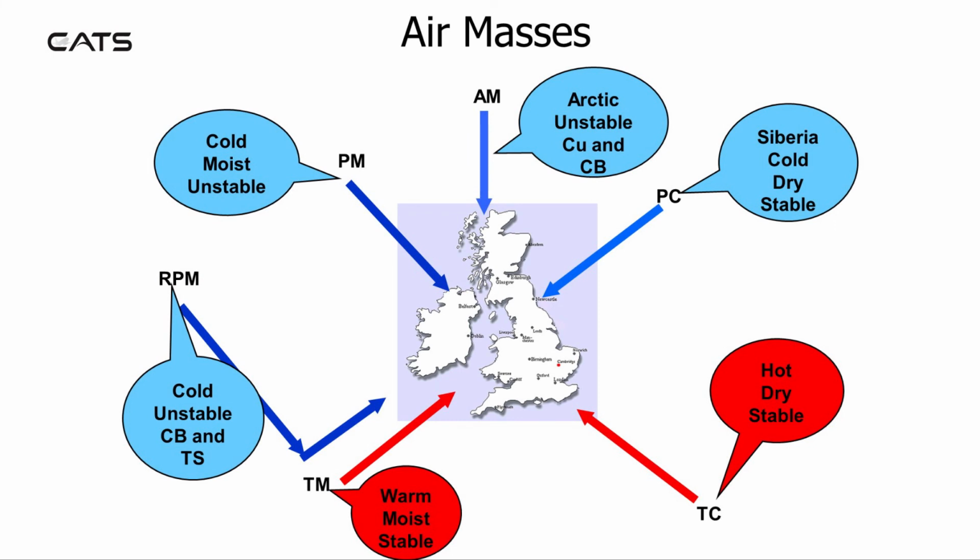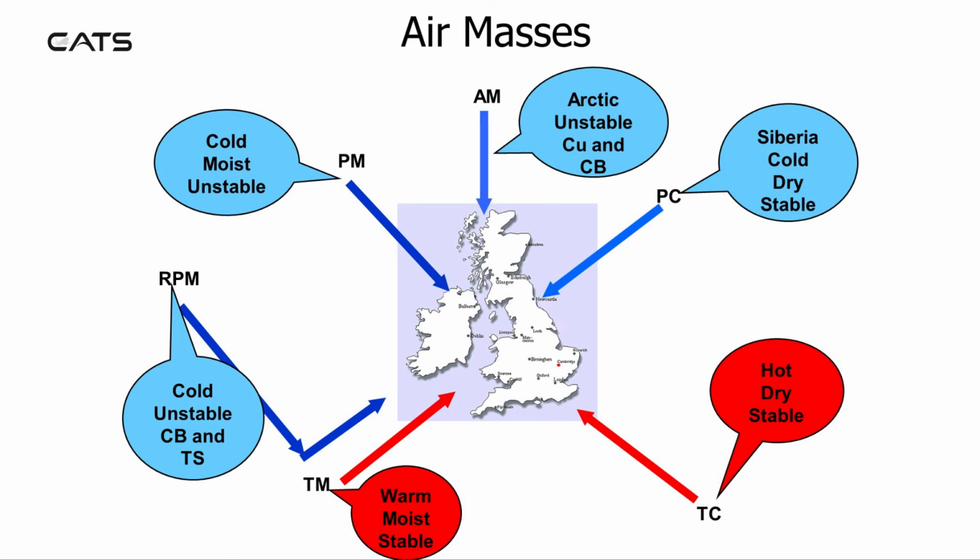Air masses affecting the United Kingdom. Typically winter only is Arctic maritime, which is unstable, moist. It contains CUs and CBs. Polar continental is typically winter time, but can occur in early summer. Comes from Siberia and is cold, dry and stable, but picks up moisture over the North Sea.